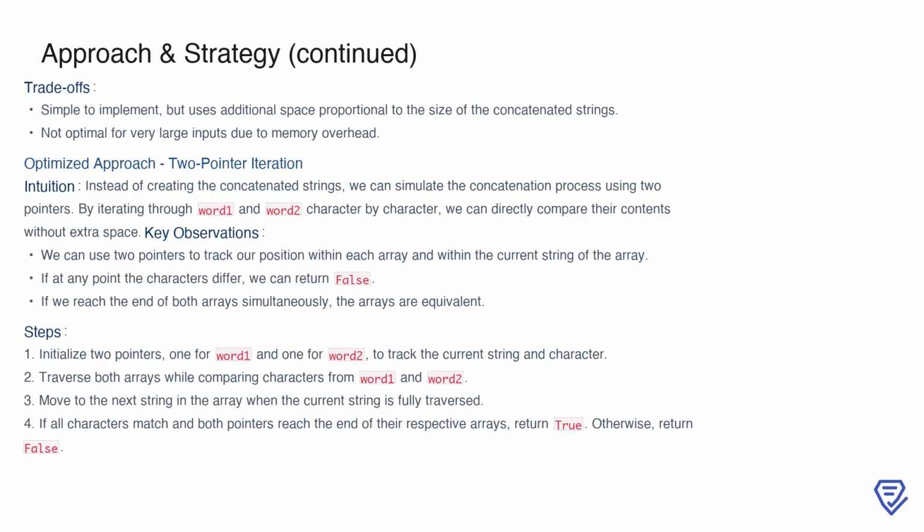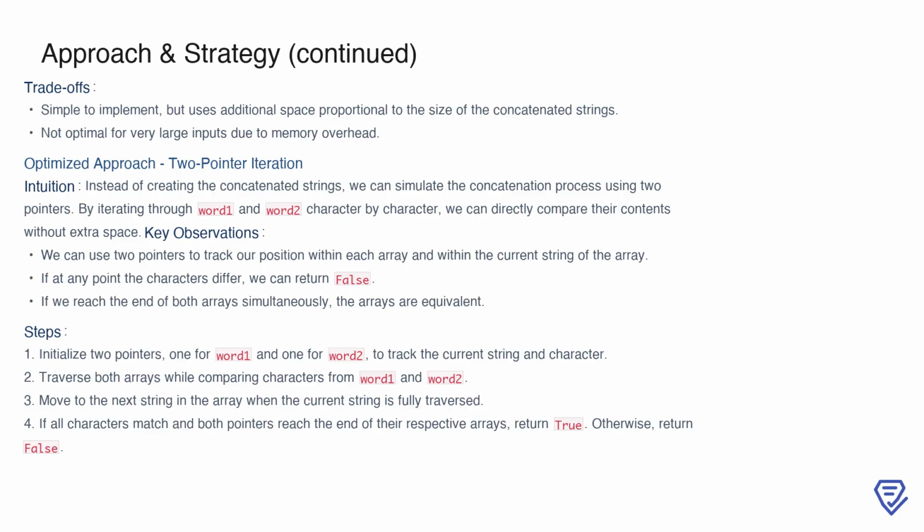Although the brute force approach is easy to implement, it has a key limitation: the additional space required for the concatenated strings. To address this, we can use a more optimized approach with two pointers. Instead of explicitly concatenating the strings, we simulate the process by iterating through word1 and word2 character by character, comparing their contents directly. The key idea is to use two pointers, one for each array, and track not only the current string in the array but also the position within that string. If at any point the characters differ, we can immediately return false.